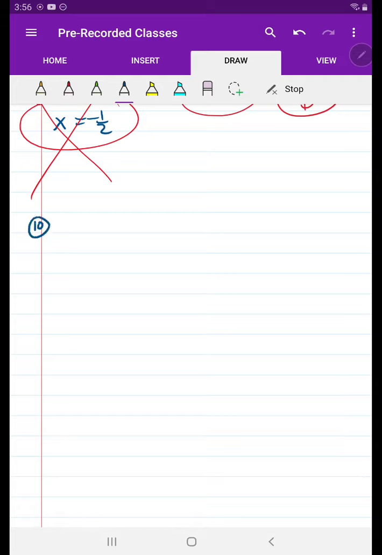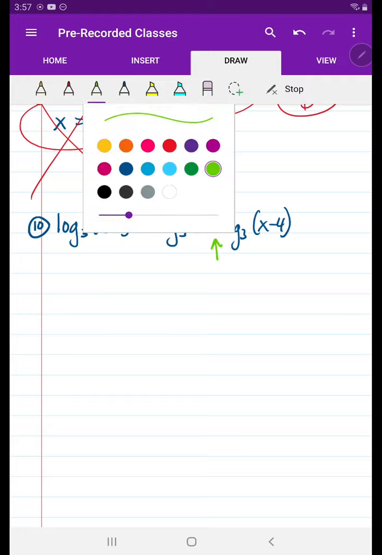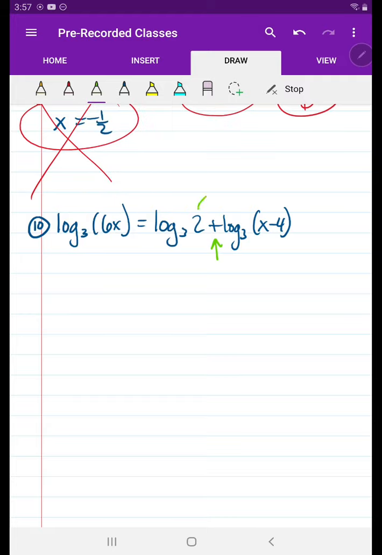For number 10, we have log base 3 of 6x equals log base 3 of 2 plus log base 3 of x minus 4. And so here we have to solve for x. So the first thing we want to do is combine our logs on the right side. And so this is something, we've got addition between them, so we'll combine them with multiplication. So you can think about it as though we take this 2 and distribute that across the x minus 4.